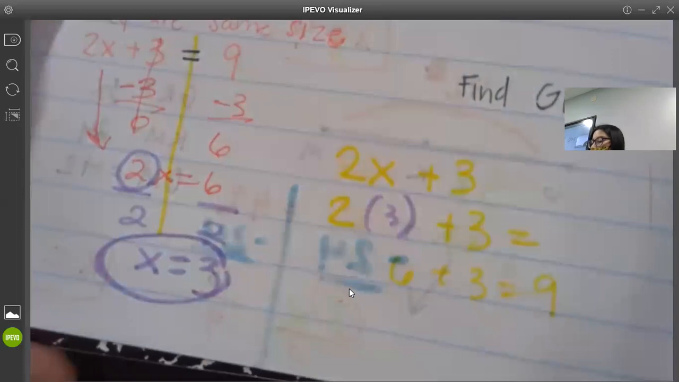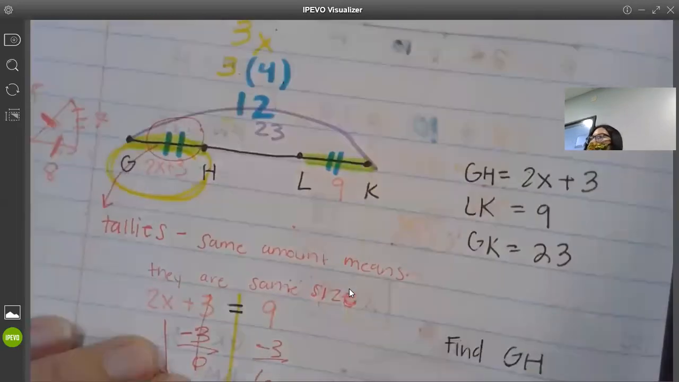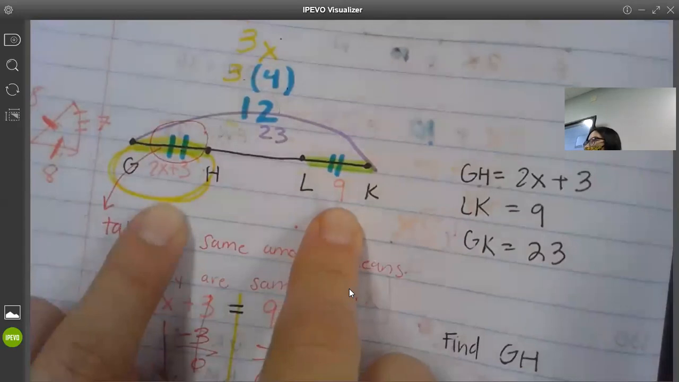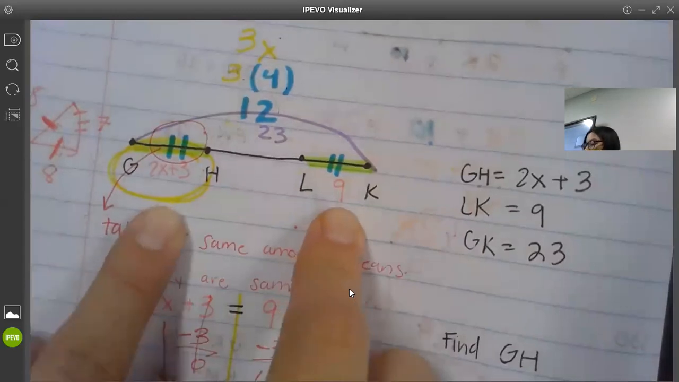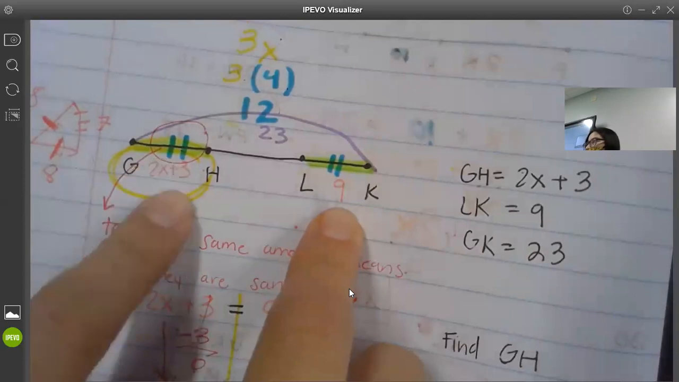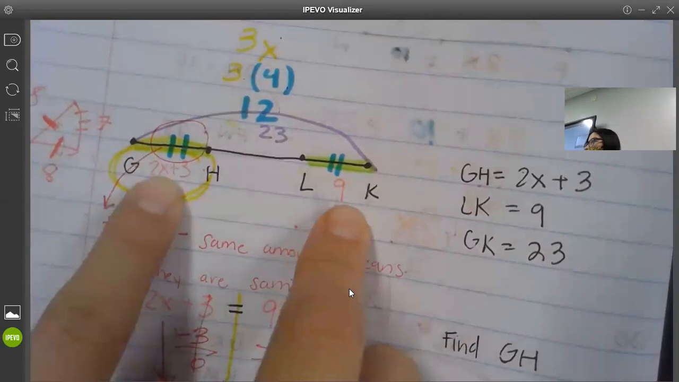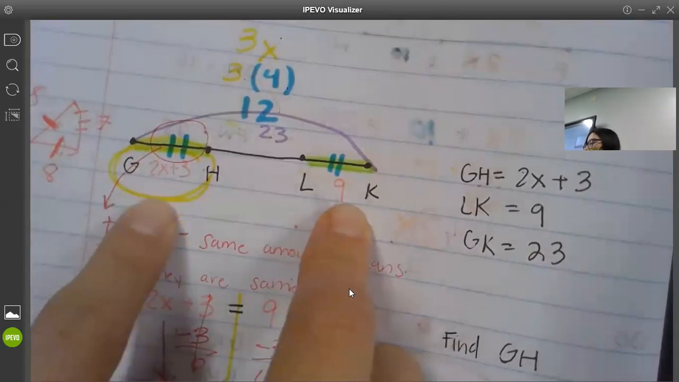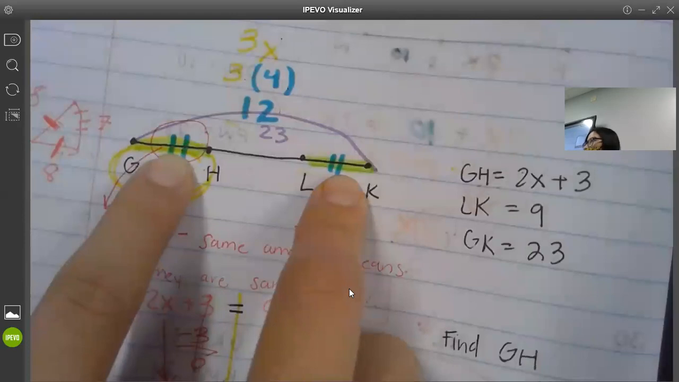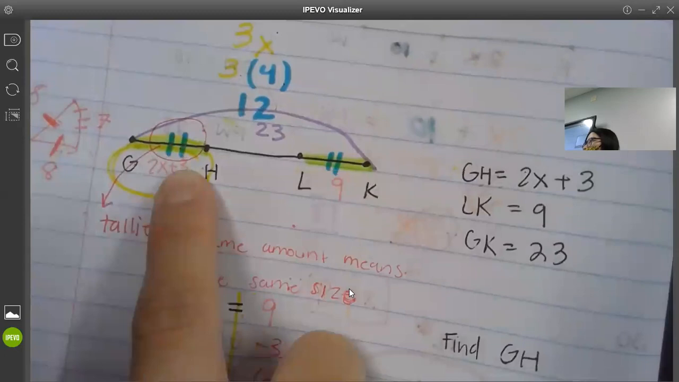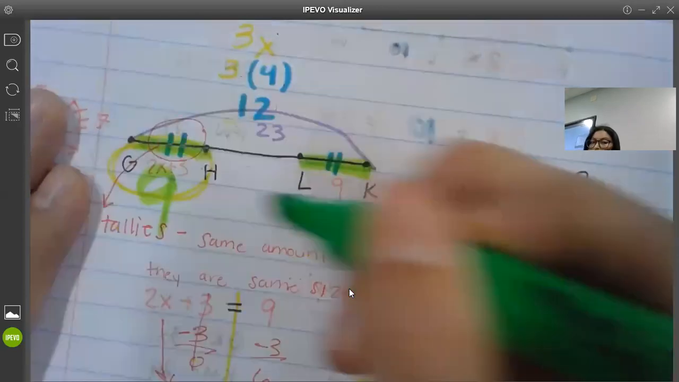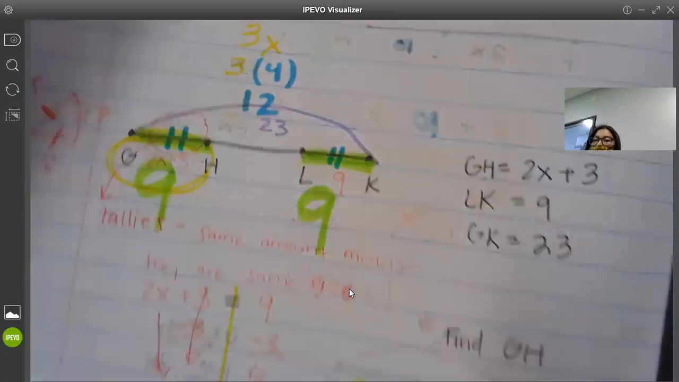The easy way. Sonia, can you explain the easy way? They're the same. If this one's 9 and this one has 2 tallies, it's going to be the same, 9. If this one's 9, this one has to be 9. It doesn't matter what it says, because it has 2 tallies, it has to be 9. This one has two tallies, this one has two tallies. That one's nine, that one's nine.